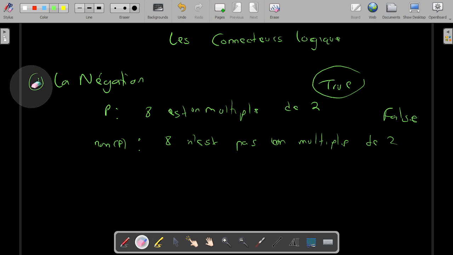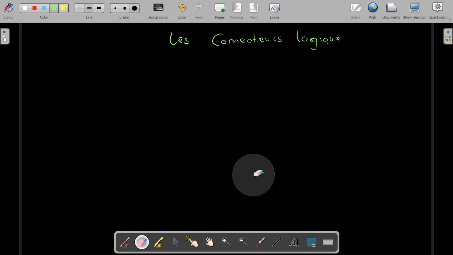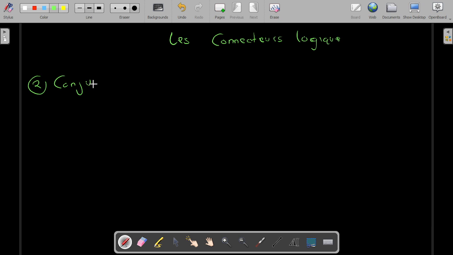So we move to the next connector. What are we going to talk about next? So next we're going to have what is known as a conjunction. All right. What is a conjunction? So a conjunction is going to be when we have two propositions and we want to create a compound proposition. So we use the word and. So we say P and Q.